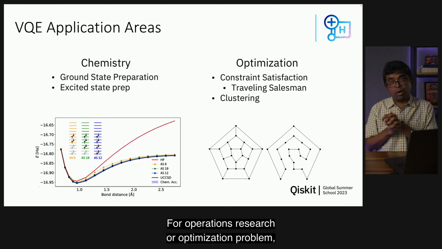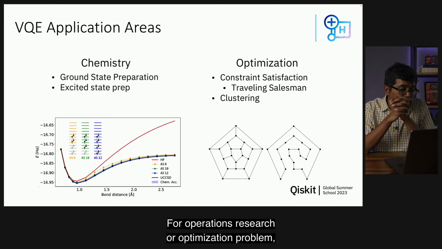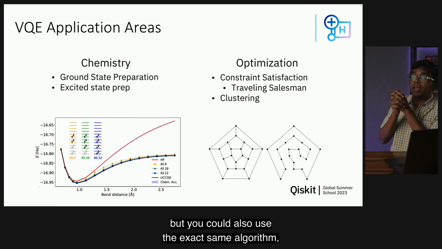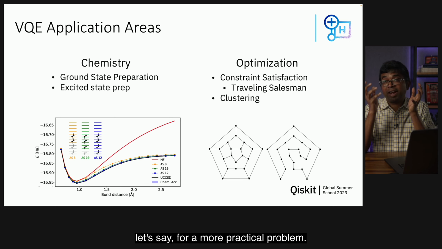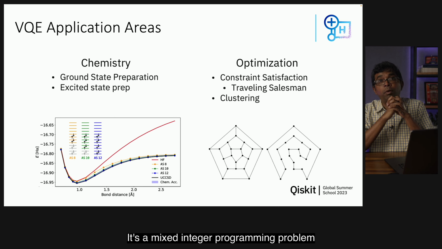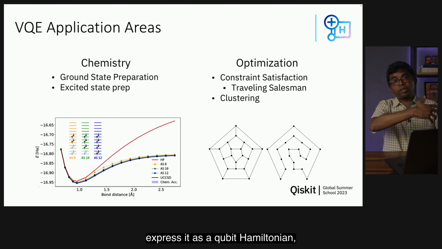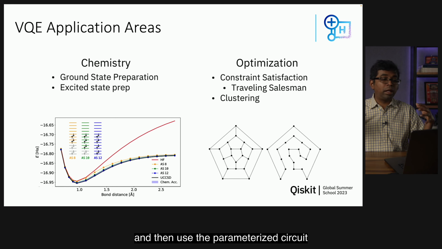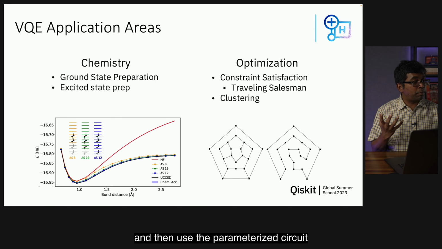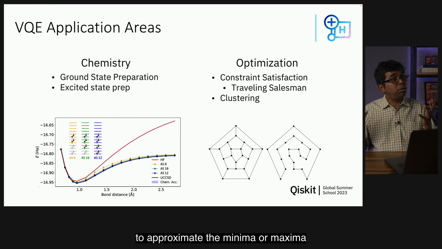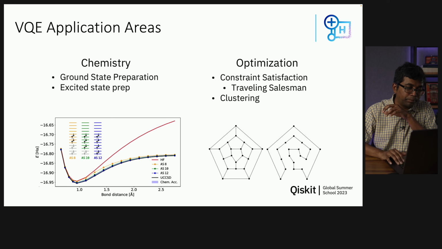For operations research or optimization problems, the list I have here is more like canonical problems, but you could also use the exact same algorithm, let's say, for a more practical problem, such as a mixed integer programming problem or some kind of satisfiability problem. You basically take the problem, express it as a qubit Hamiltonian, and then use a parametrized circuit to approximate the minima or maxima of that qubit Hamiltonian.